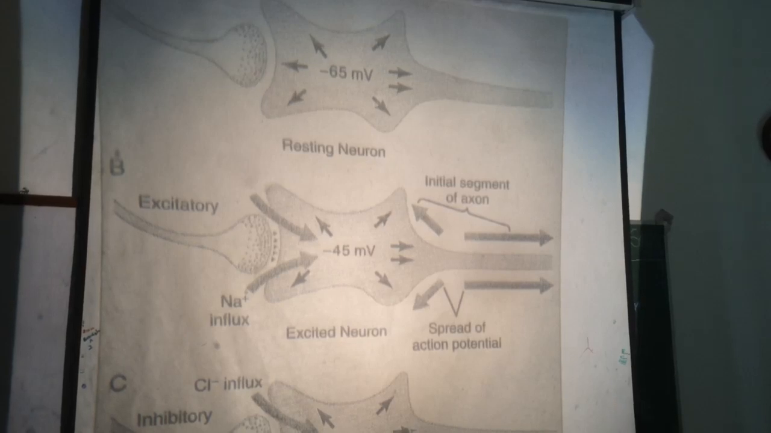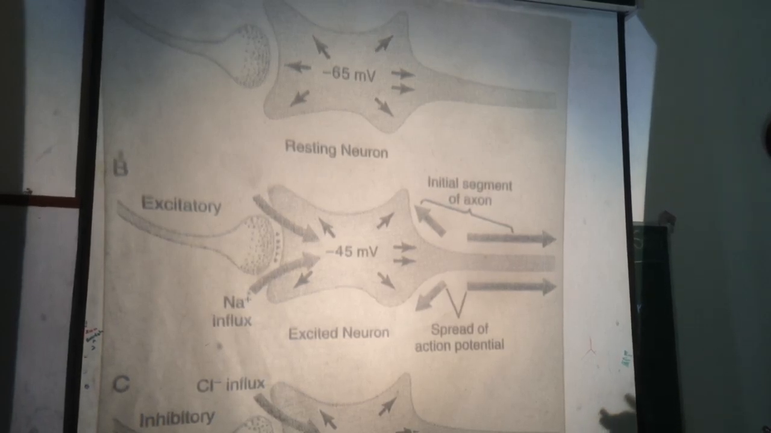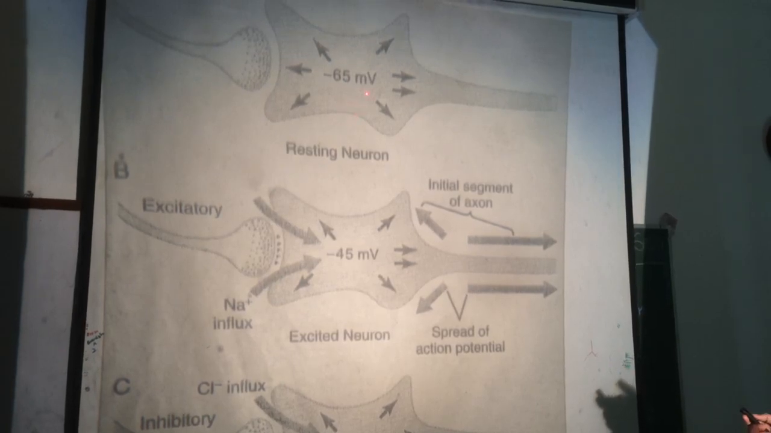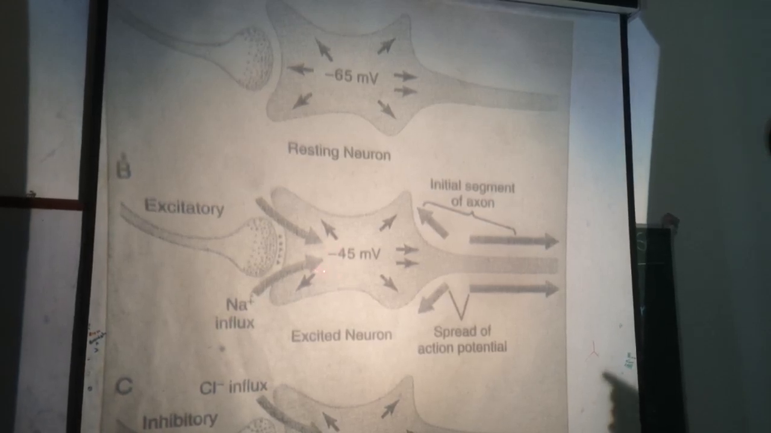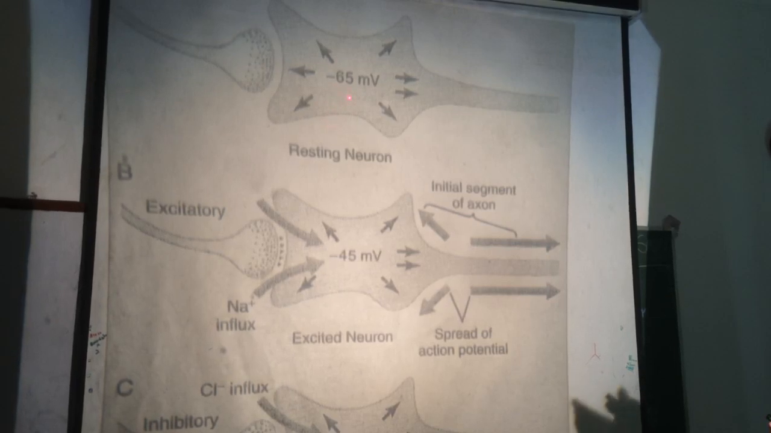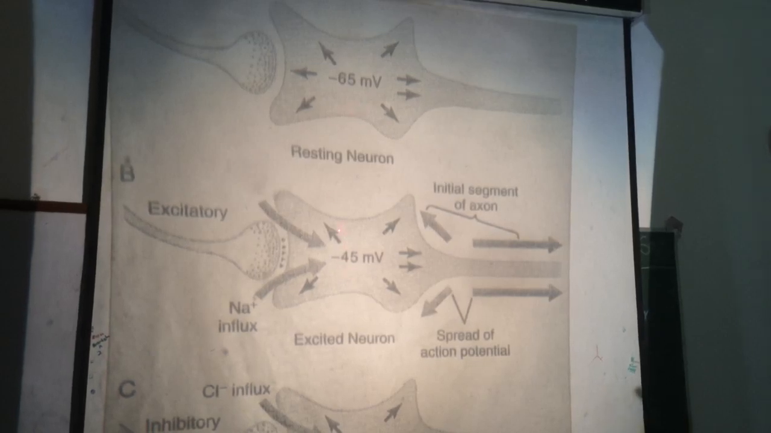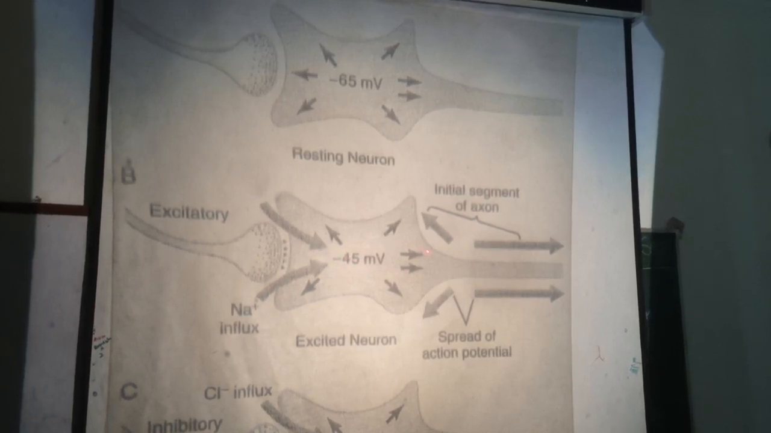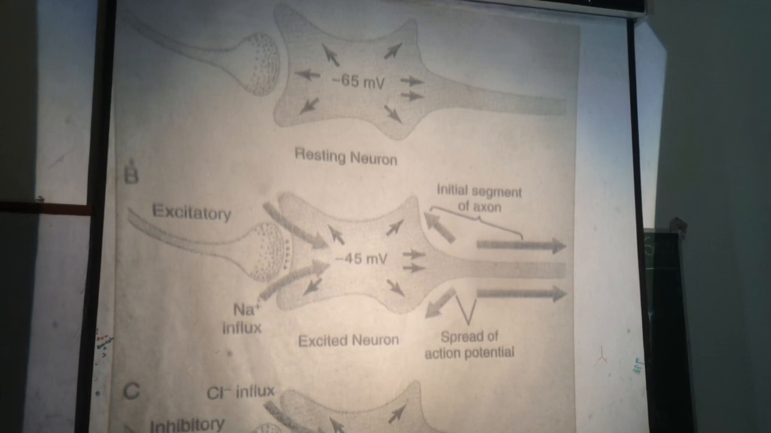And what is the purpose of EPSP? The purpose of EPSP is to bring the membrane potential from the resting value of minus 65 millivolt to the threshold of excitation, that is minus 45 millivolt. At this potential value, there is discharge of action potential, a nerve impulse, from the postsynaptic neuron. So this is the EPSP and the excitation of the postsynaptic neuron.